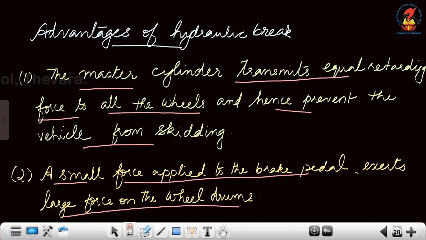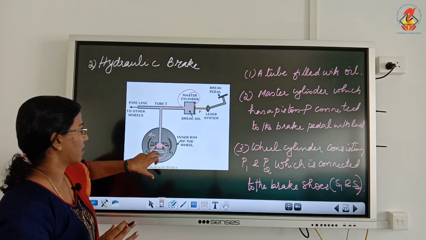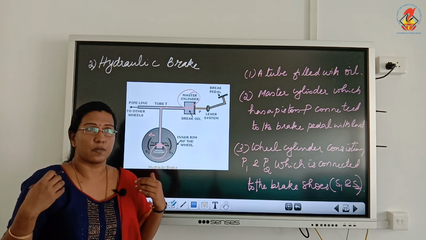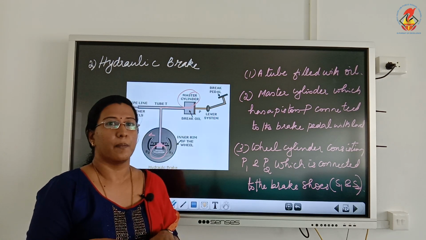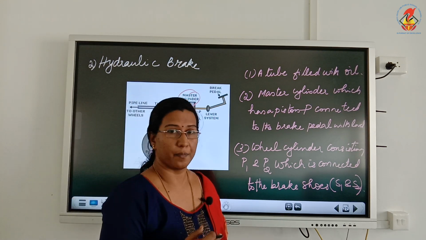The next advantage is that a small force applied to the brake pedal exerts a large force on the wheel drums, which means when you compare the cross-sectional area of the master cylinder with the wheel cylinder, the wheel cylinder has more surface area. As a result, a small amount of force applied to the master cylinder creates a large force in the wheel cylinder. Hence, it is very easy for the driver to maintain or adjust the speed and apply the brake.